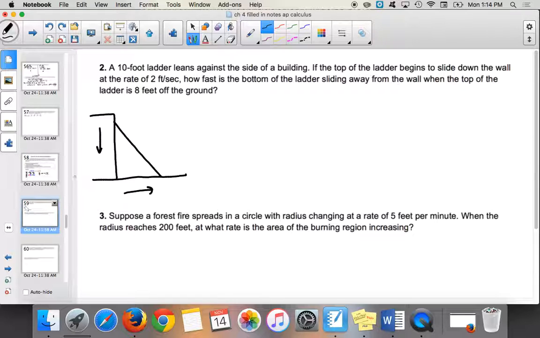Okay, so we're going to set up some variables, and the ones that make sense a lot of times with vertical and horizontal directions are x and y. So I'm going to do x, y, and I'm going to call this z.